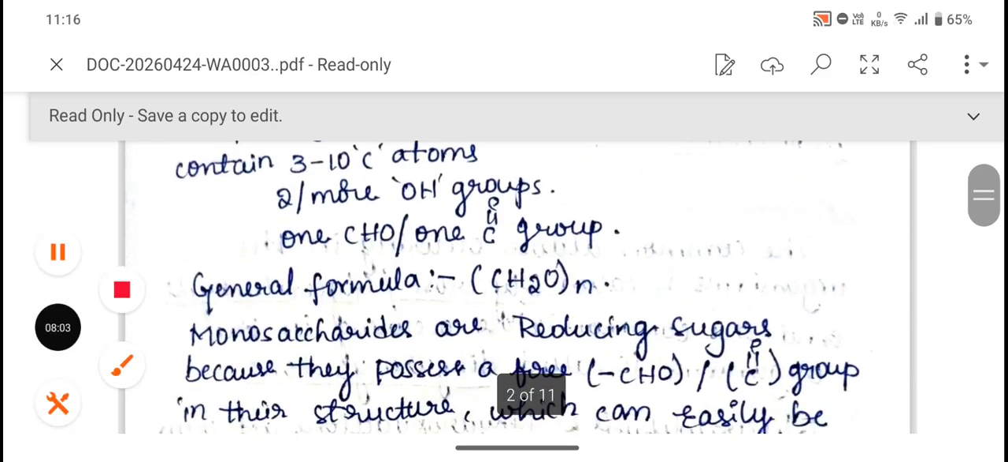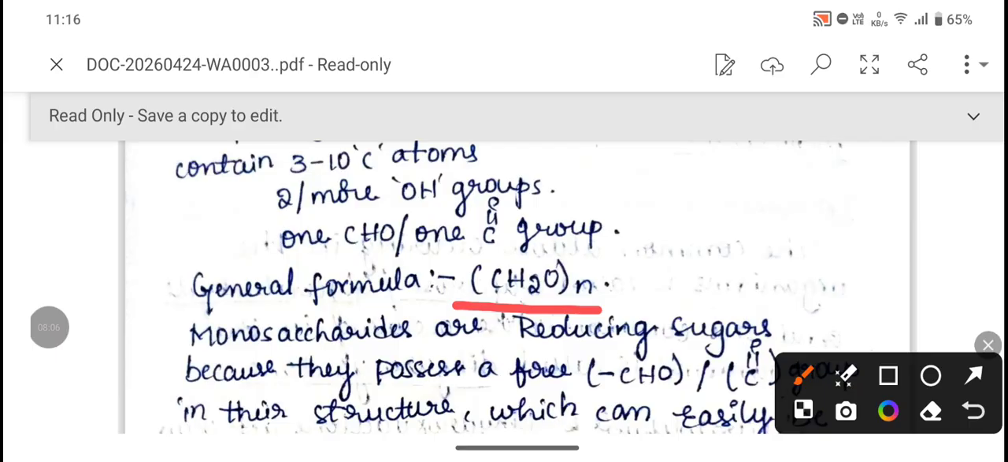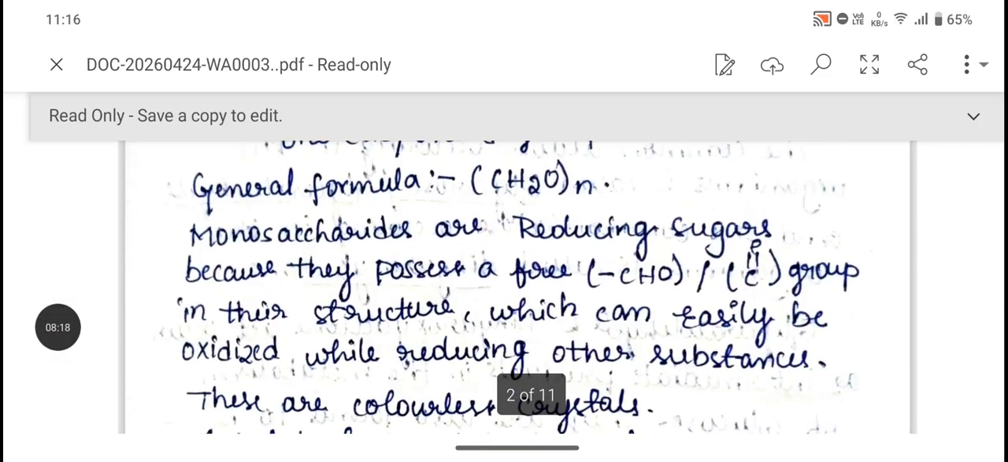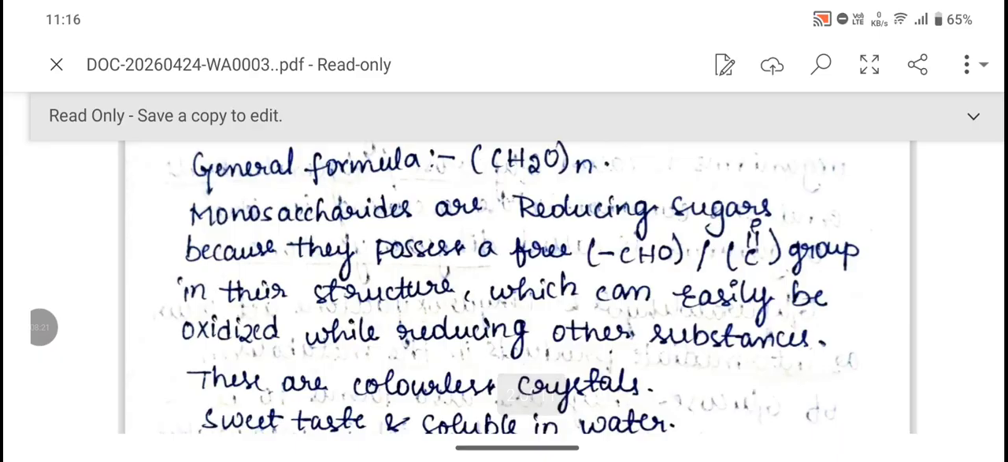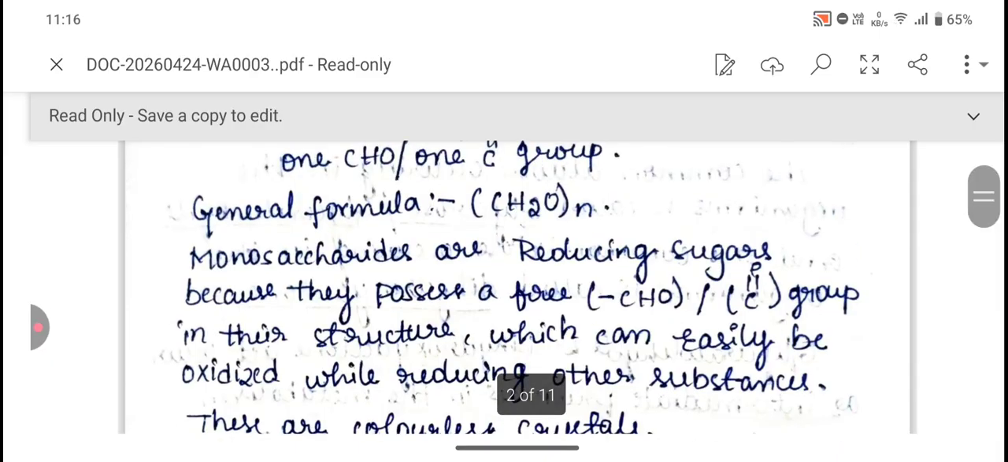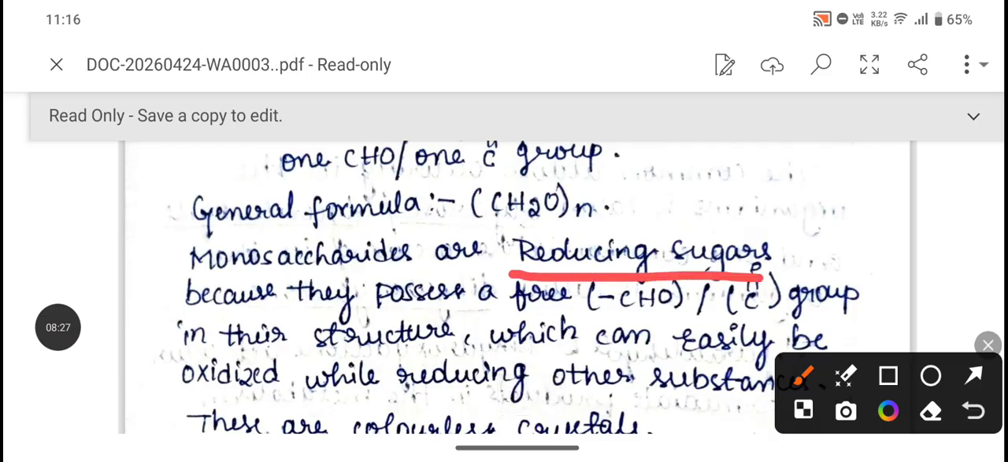The general formula is CH2ON for monosaccharides, and these are also known as reducing sugars because they possess a free aldehyde group or a free ketone group in their structure, which can be easily oxidized while reducing other substances. So what are reducing sugars? Reducing sugars are those kinds of sugars which consist of an aldehyde or ketone group in their structure, which when they undergo chemical reactions, tend to give other substances. Those kinds of sugars are known as reducing sugars.